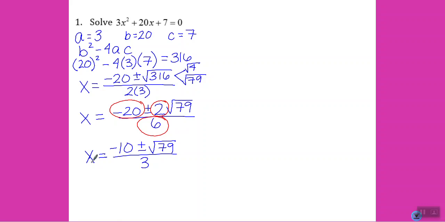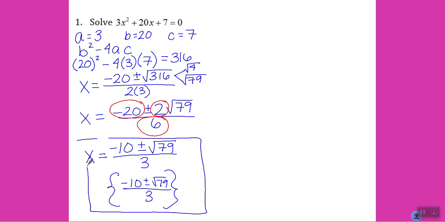You can either leave it as x equals, or you can put your answer in curly brackets. Either one of those is an acceptable way of writing your answer.